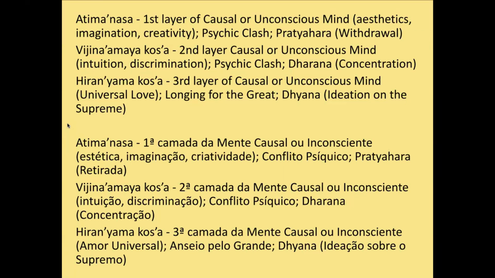The Vijnanamaya kosha is the second layer of the causal mind or unconscious mind, which focuses on intuition and discrimination. It experiences psychic clash, and the practice that helps develop the Vijnanamaya kosha is dharana, concentration.